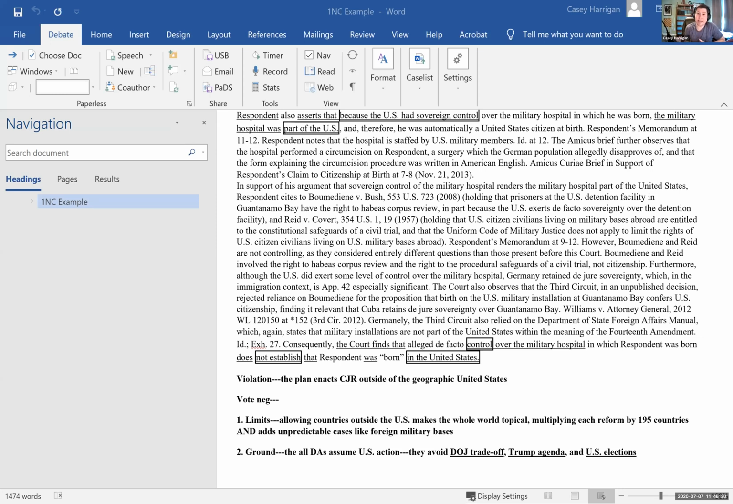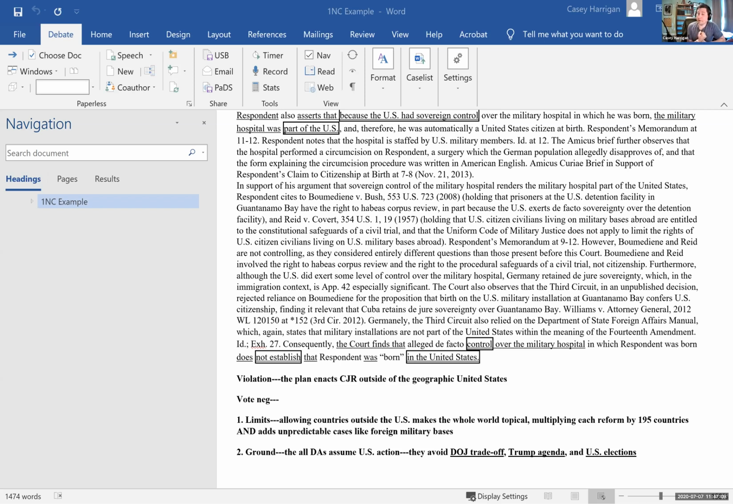After that, you have the standards or the reasons to prefer. And in this 1NC, it's just under the header of vote neg. And then they say 1, limits, and 2, ground. Those are reasons why your interpretation is good. And there are a number of different standards that the negative can cite. And you can think of standards as similar to impact arguments. They are reasons that your interpretation's good that later on in the debate you're going to say are more important than the reasons why the affirmative interpretation is good.